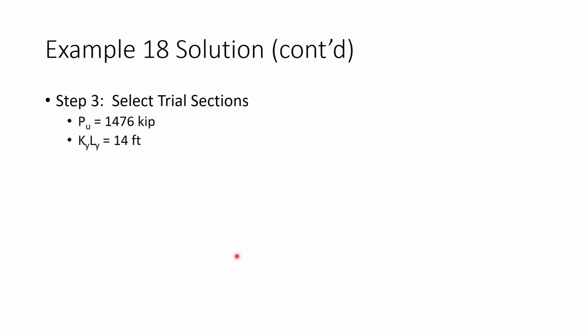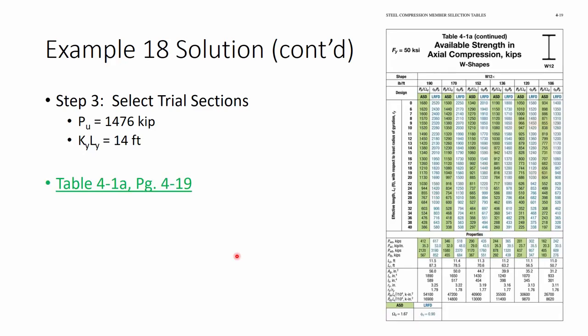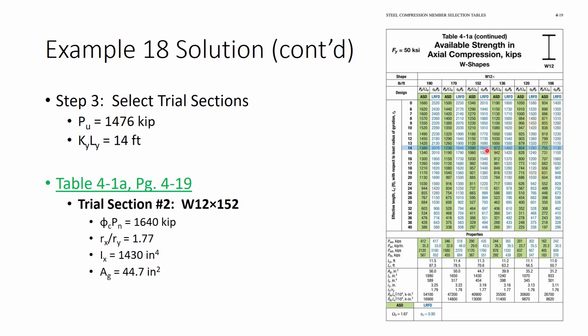So that's a W14. So we do the same thing for the W12s. So go through that same table again. I'm on page 4-19. Again, highlight that row that's at 14 feet and find the lightest shape that works. And you can see the 106 doesn't work, the 120, the 136. But right here, this W12 by 152, that would be a valid trial section.